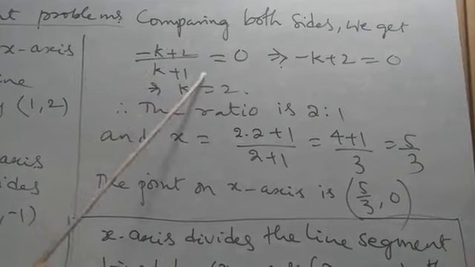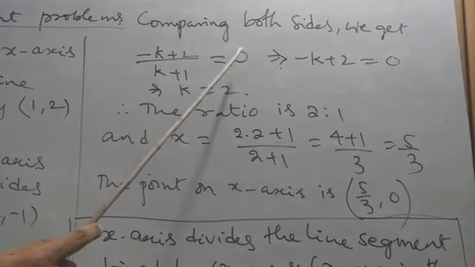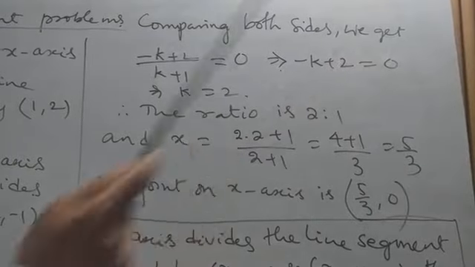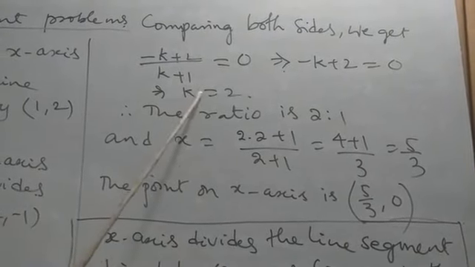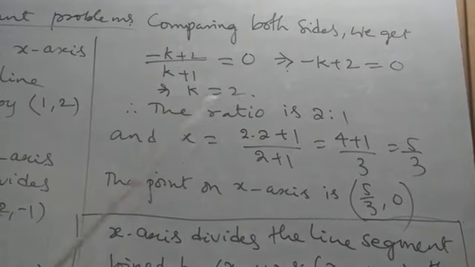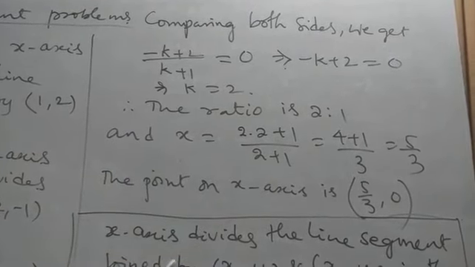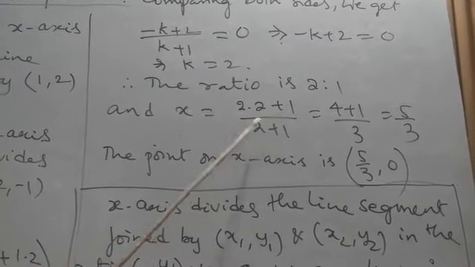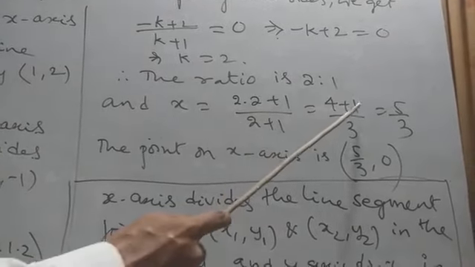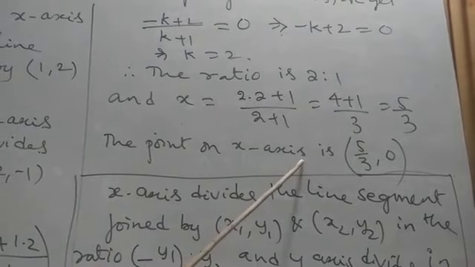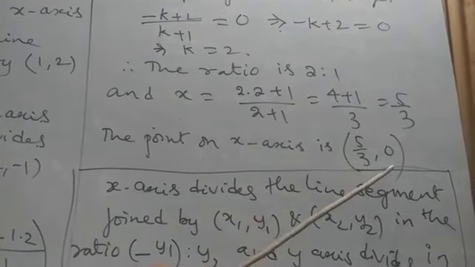If you multiply anything by 0, 0 only will come. Therefore -k plus 2 equals 0. That implies k equals 2. Therefore the ratio is 2:1 and x equals (2 into 2 plus 1)/(2 plus 1), that equals (4 plus 1)/3, that equals 5/3. Therefore the point on x-axis is (5/3, 0).